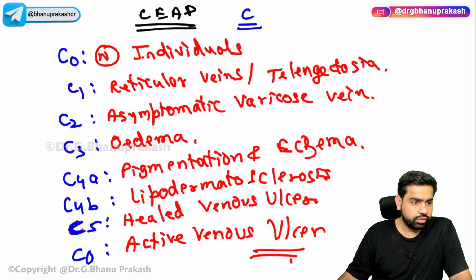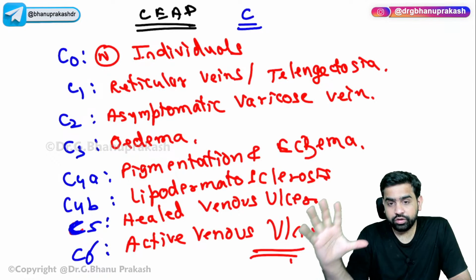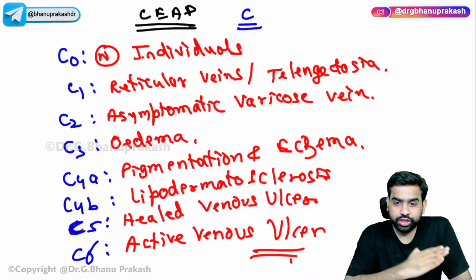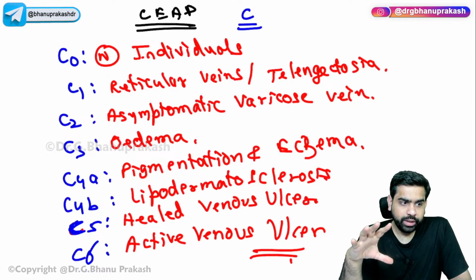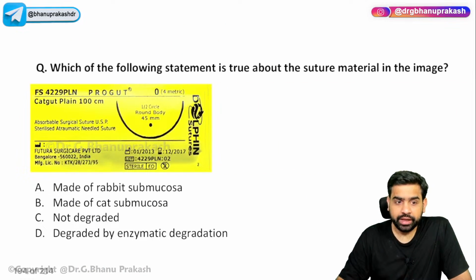Okay, so I hope you've understood. Whatever you do in your life, always try to correlate with the patient. If you just remember any particular patient with a varicose vein, the journey of that patient, you will understand the CEAP classification. I hope you have understood this point, right? Got it? Okay, now moving on.